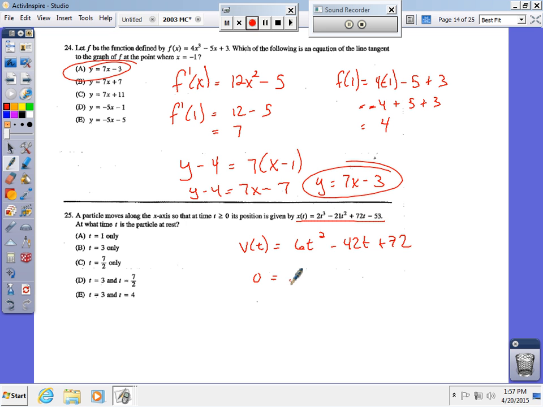So I'll factor out, I think I factor out a 6. T squared minus 7t plus 12. So that's t minus 4 and t minus 3. So t would equal 4 and 3 when it would be at rest, when velocity is 0, so E.